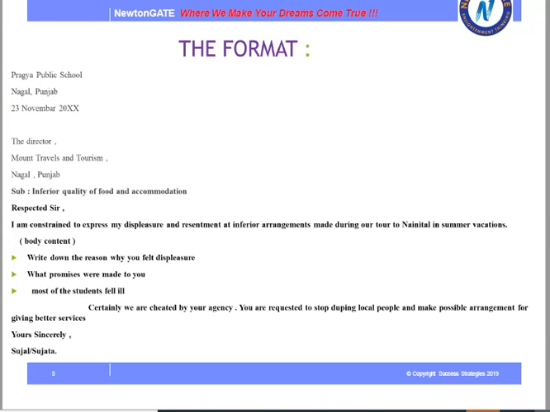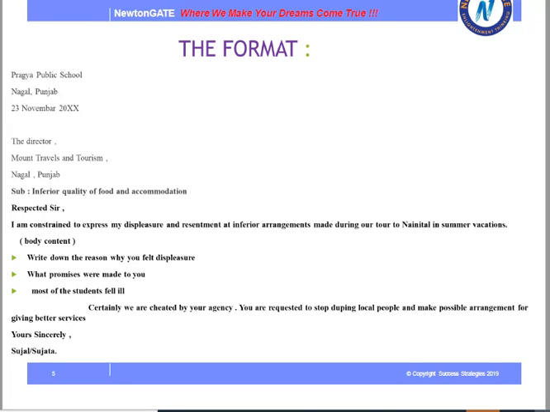Now let's check out the format. First of all, you will see that the whole letter follows left alignment. First, your address is given, Pragya Public School, Nagal, Punjab, and then the date. After that, you will give the address of the agency, then the subject. See the subject here, it is written very short but to the point.